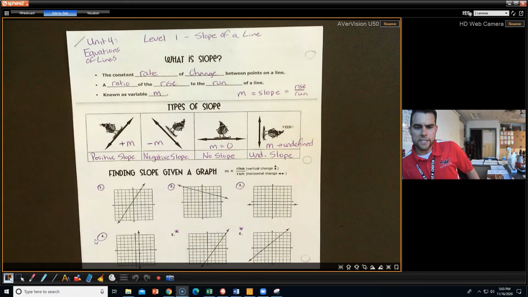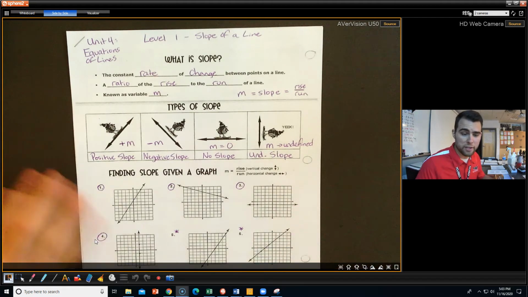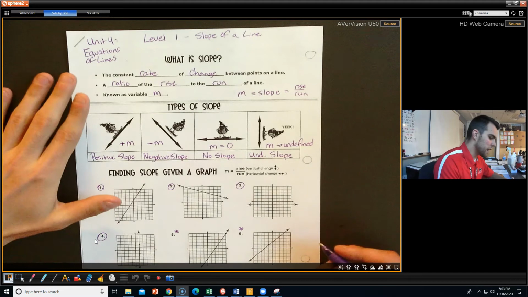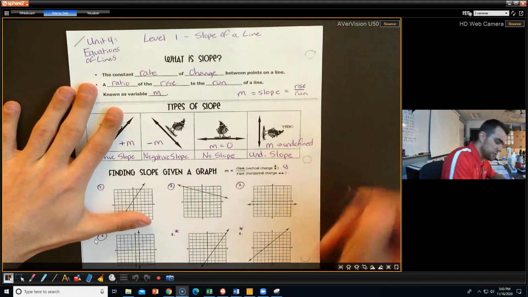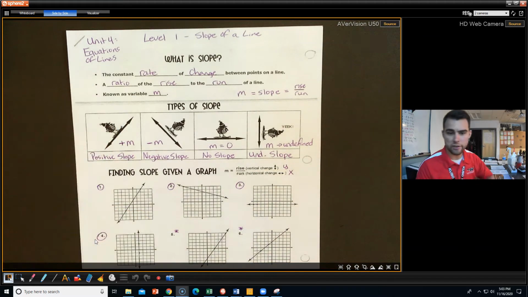So let's actually find the slope given graphs now. Let's talk about rise and run. So rise, if we think about it, that is going up and down. Your run is going left and right. You can run from left to right. You can rise up and down. So rise is really your y values, and run is going to be your x values.